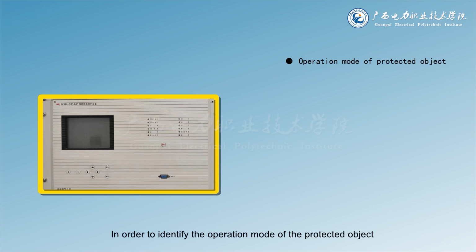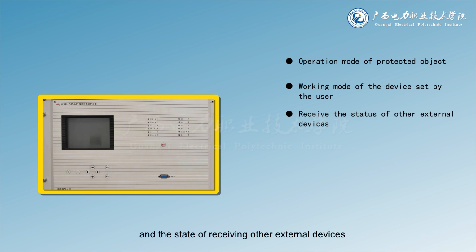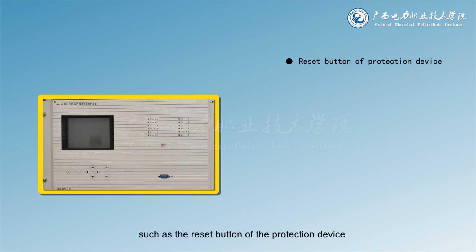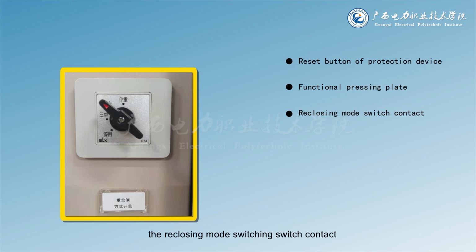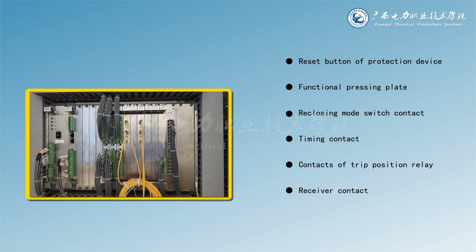In order to identify the operation mode of the protected object, the working mode of the device set by the user and the state of receiving other external devices, microcomputer protection device needs some switching value input, such as the reset button of the protection device, the function pressing plate, the reclosing mode switching switch contact, the time synchronization contact, and the contact of the tripping position relay receiving contact of receiver, etc.